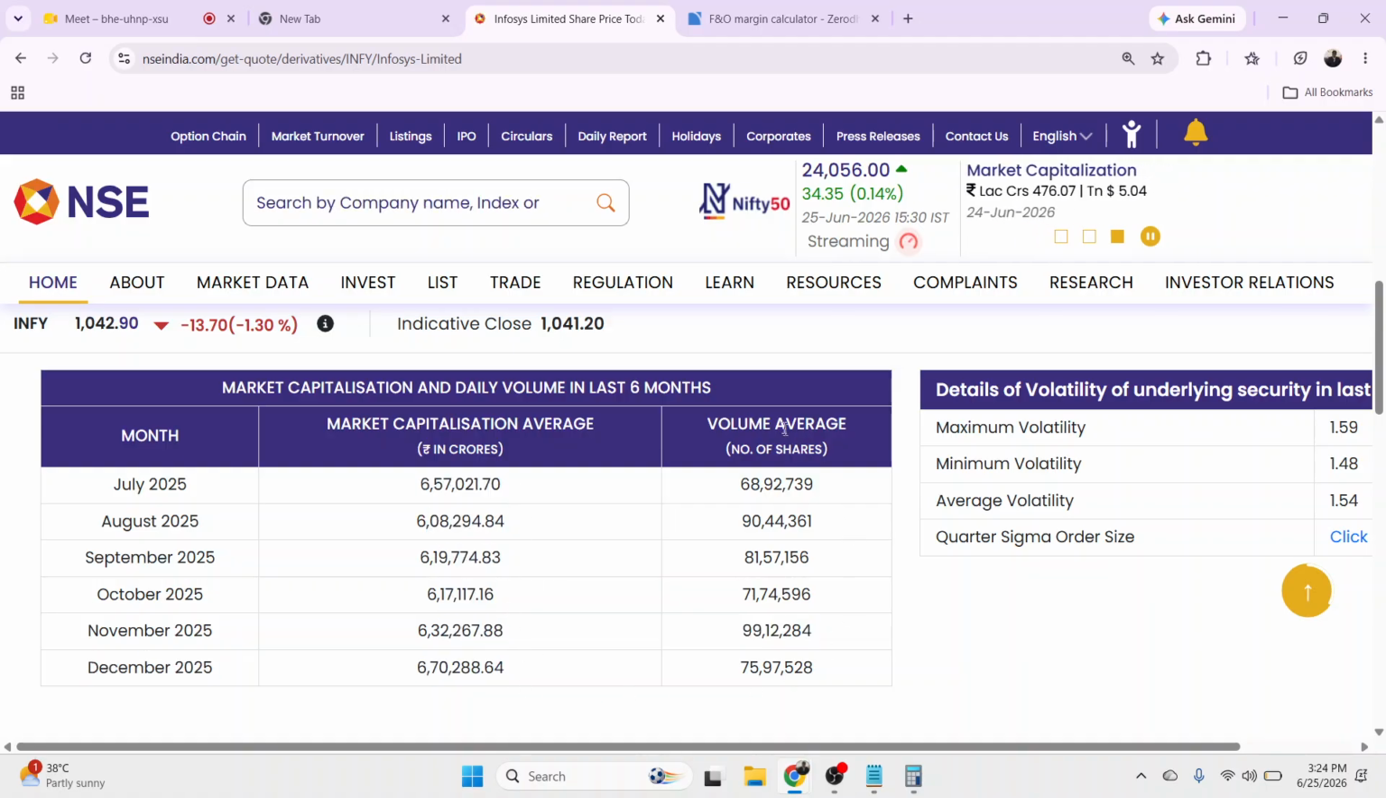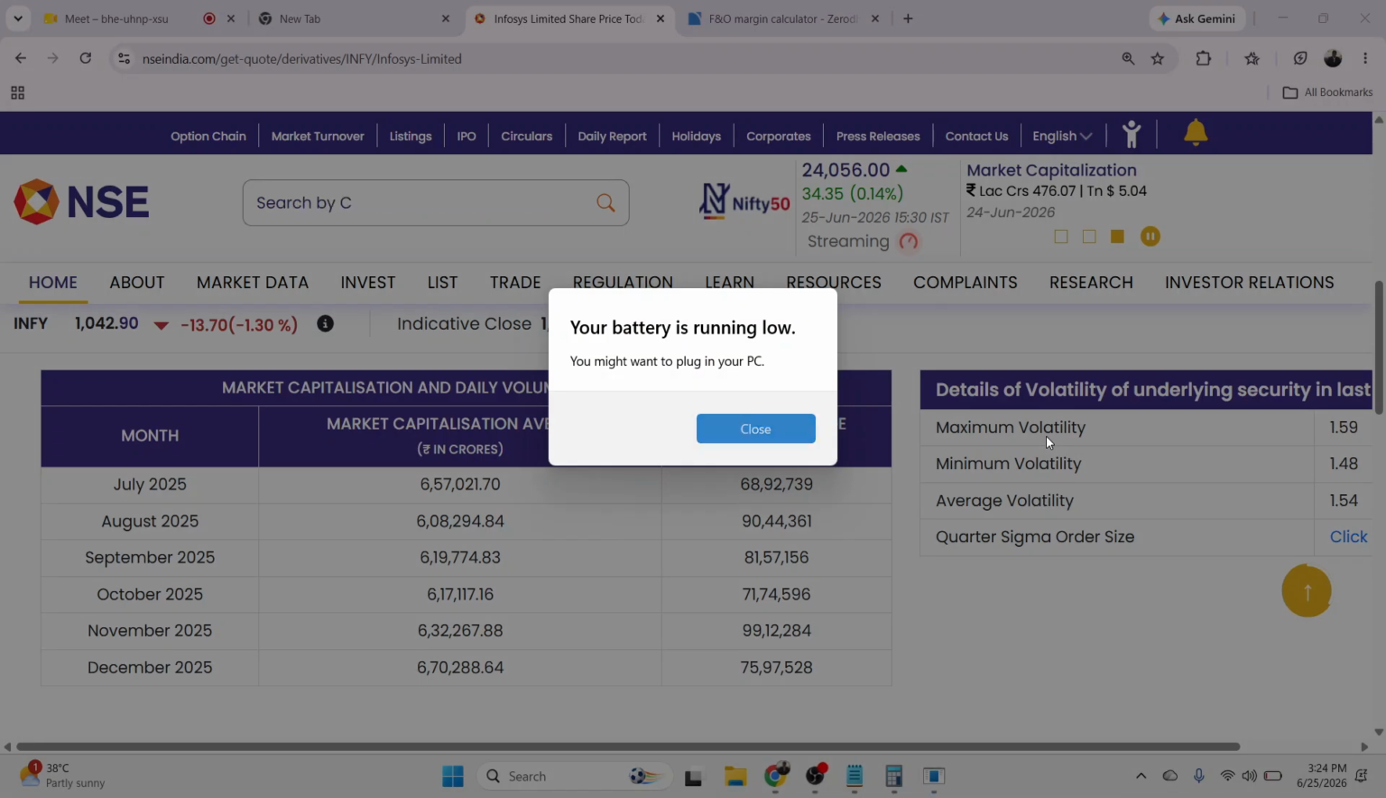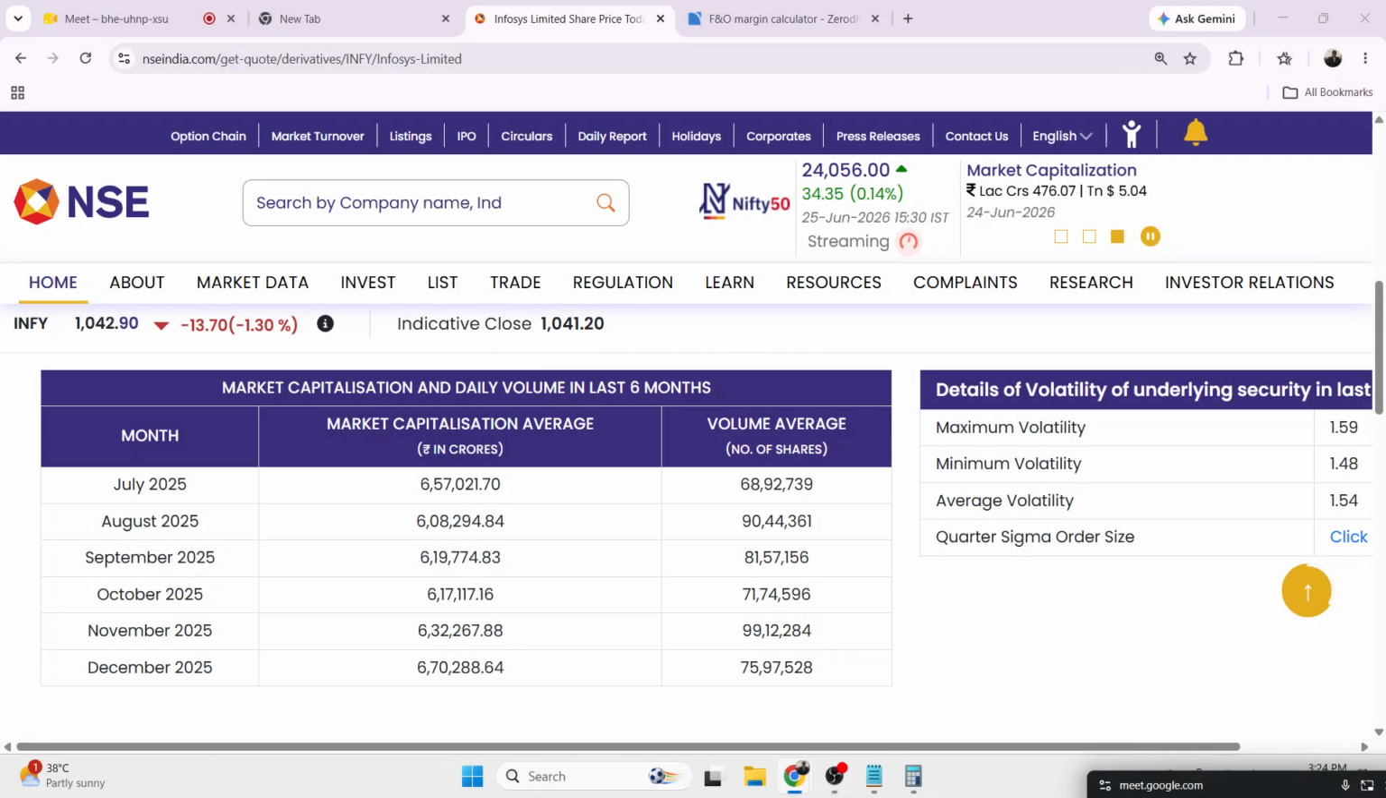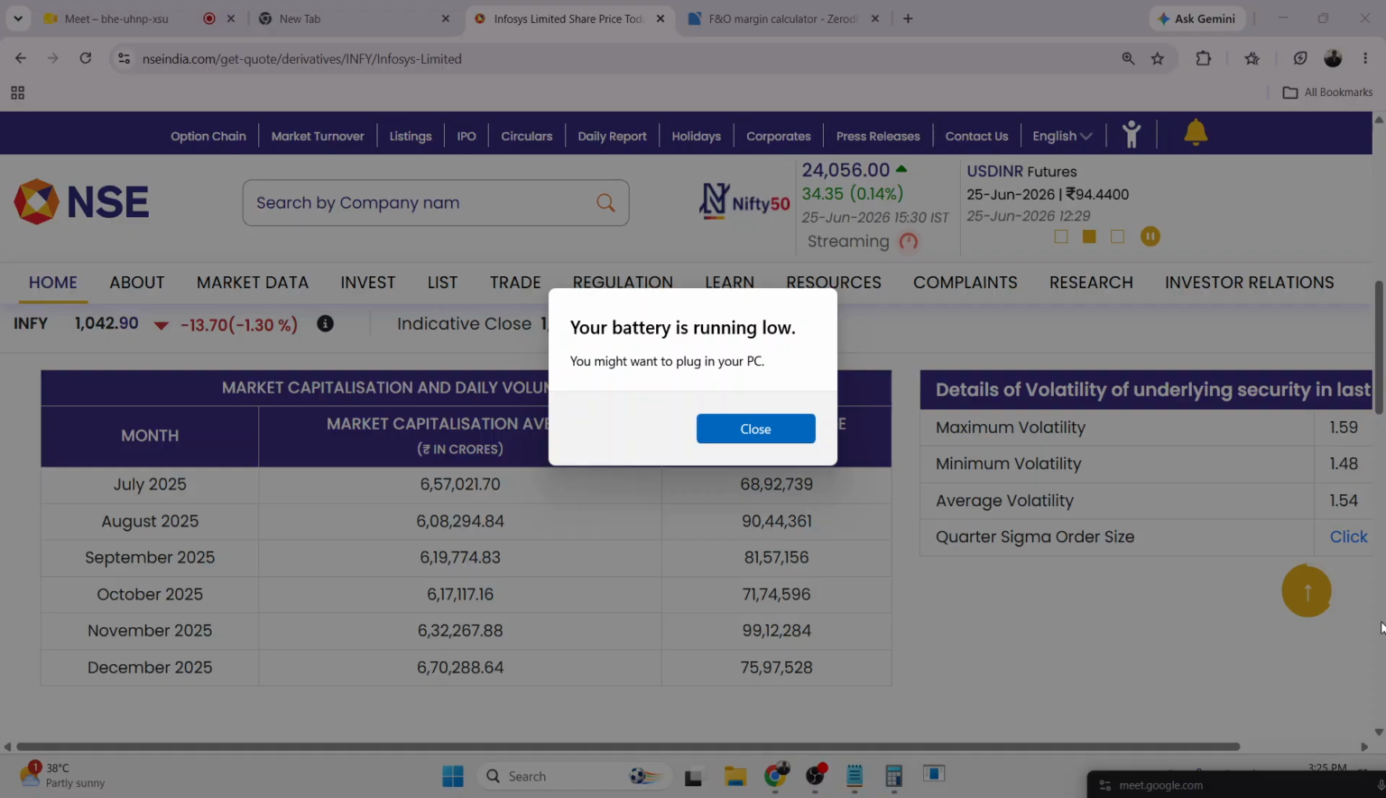And here you can see the volume average, the number of shares traded in the last 6 months. Okay. Now here you can see the maximum volatility. Volatility means the fluctuation in the price. The maximum volatility is 1.59, the minimum volatility is 1.48, and the average is 1.54.